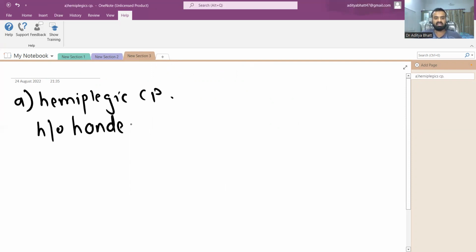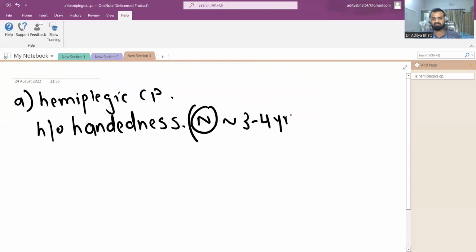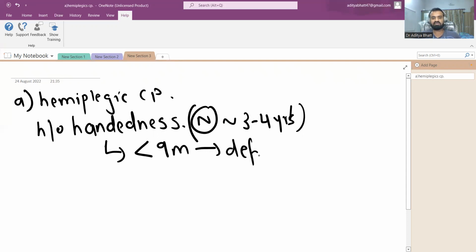Usually handedness, left-handedness or right-handedness, occurs normally around the age of 3 to 4 years. But if this occurs before 9 months, it is definitely pathological, and you have to investigate further.